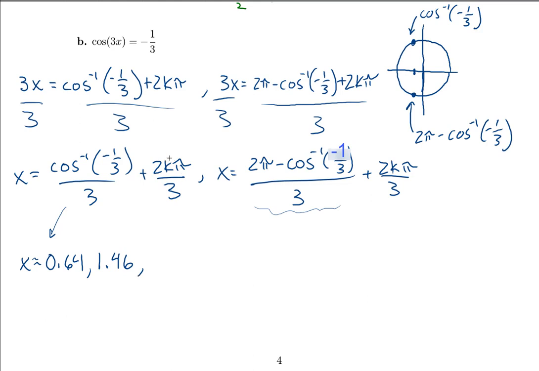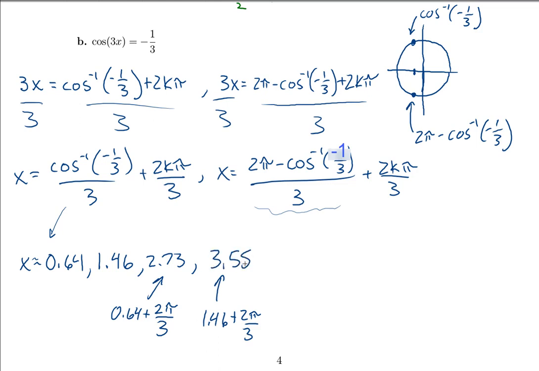And then I need to start plugging in values for k. So when I plug 1 in for k, 0.64 plus 2 pi over 3, that's going to give me about 2.73. Then if I take this one, 1.46 plus 2 pi over 3, that gets me about 3.55. Now notice 3.55 is just a little bit larger than pi, so I'm guessing I need to keep going here.